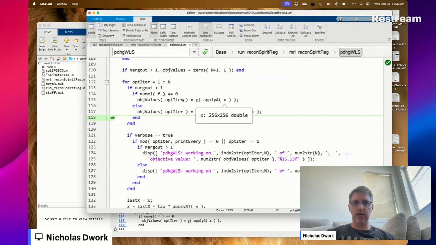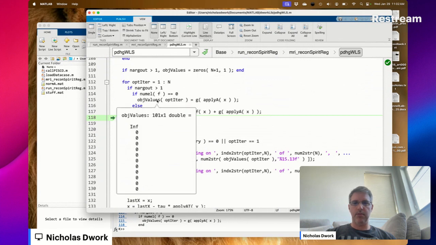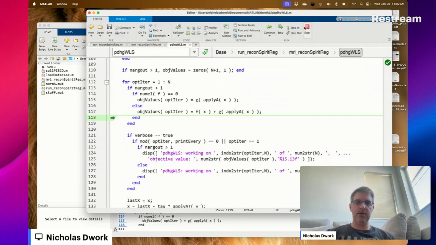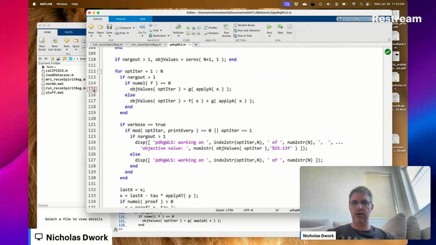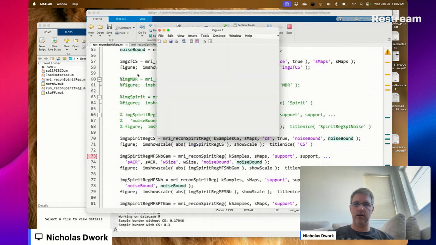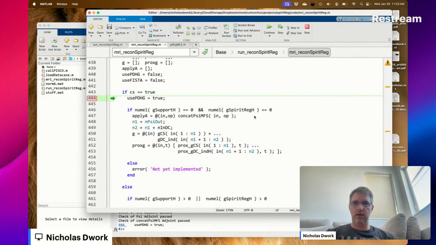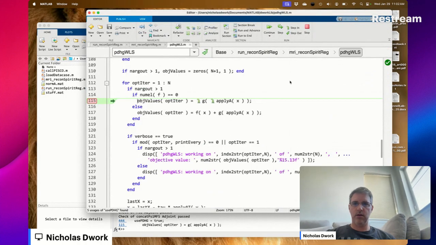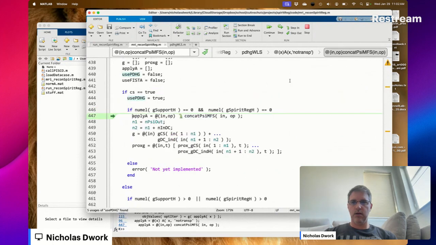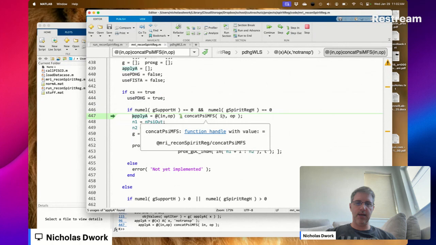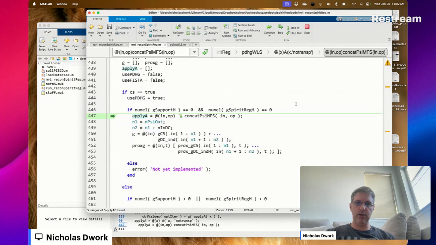So we just called the objective value is infinity, starting with zeros. Huh. Concat psi. These are going to be zeros.